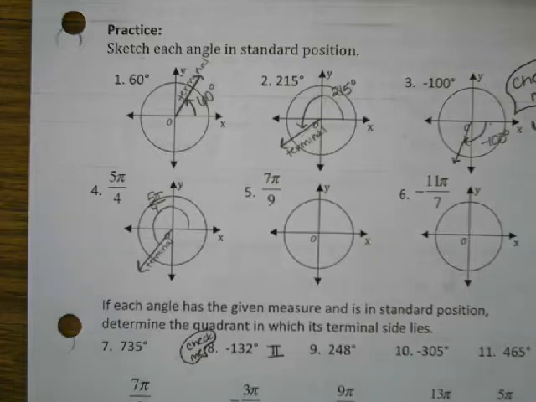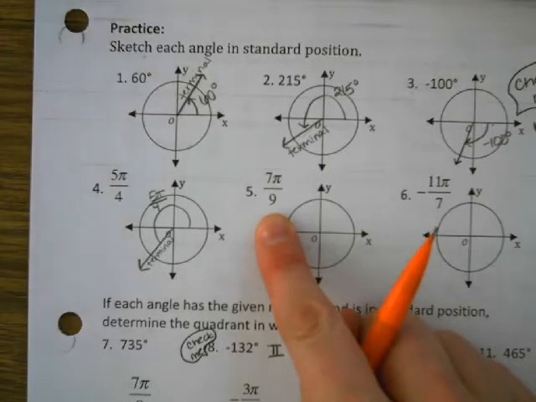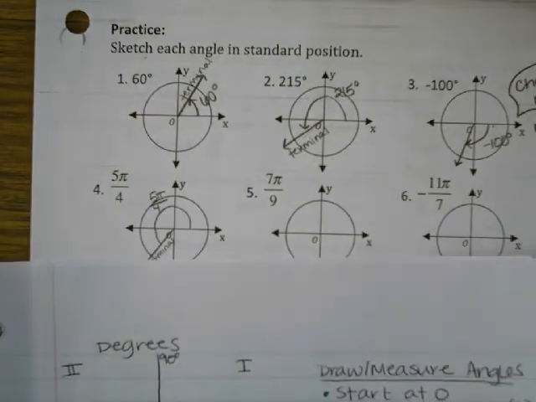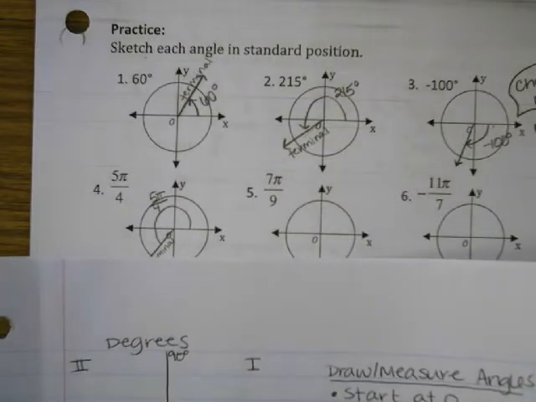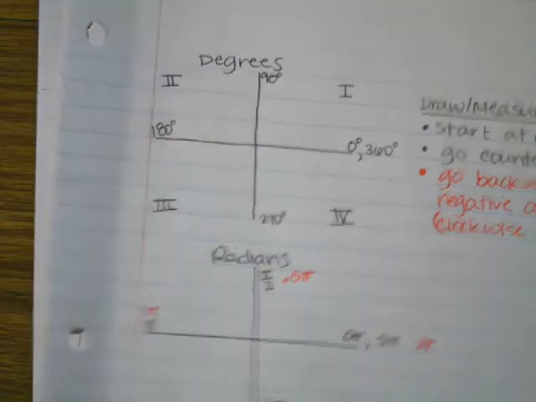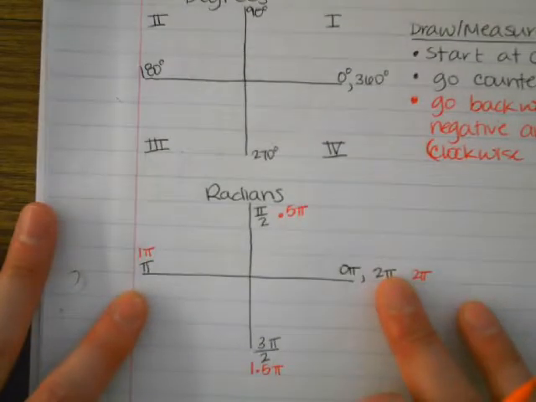Right. 7 pi ninths. Is that the top half of the circle between 0 and 1 or the bottom half between 1 and 2? The top. The top half between 0 and 1. What should we do with that fraction? Divide it, find the decimal, right? So what is it? 0.7. Okay. So 0.7, where should that be?